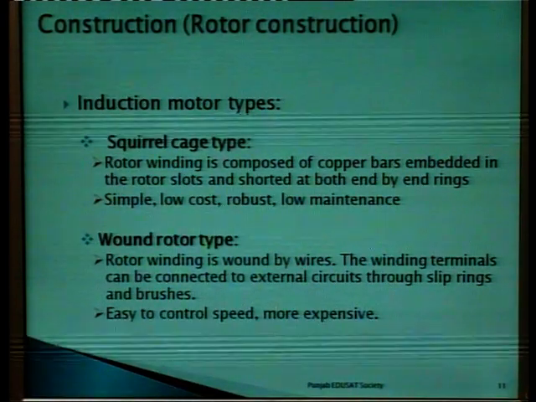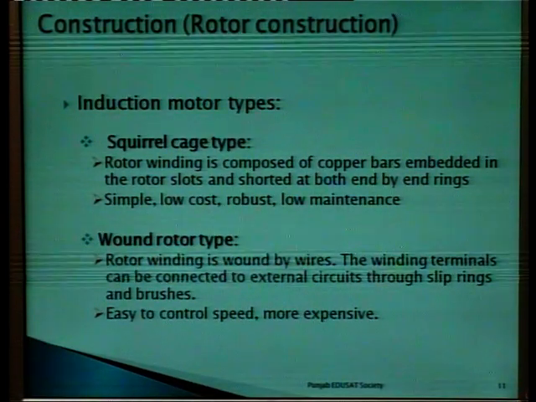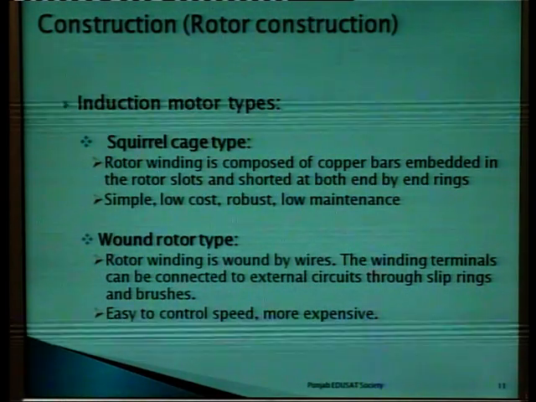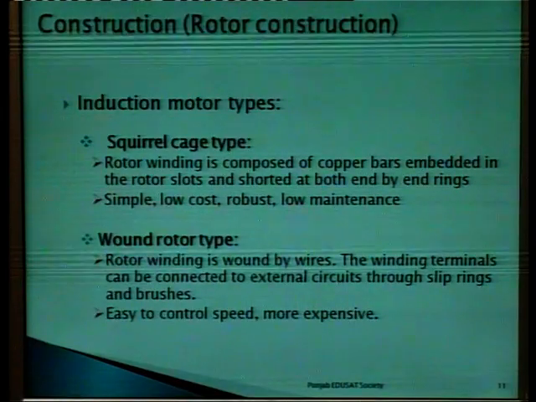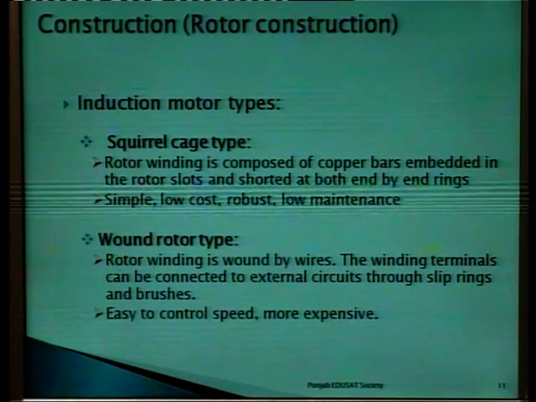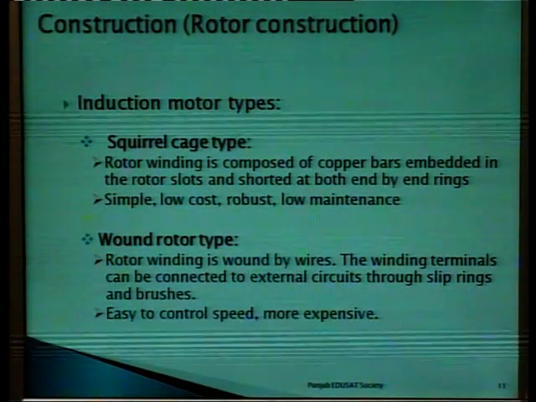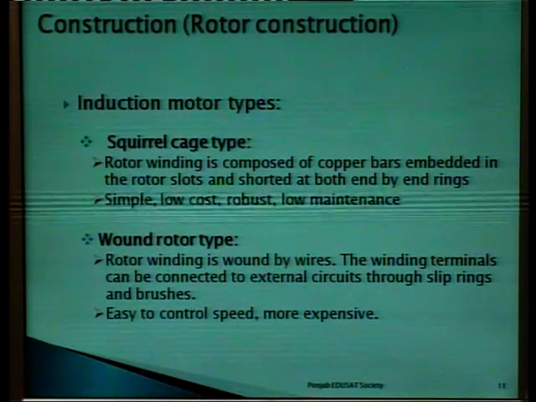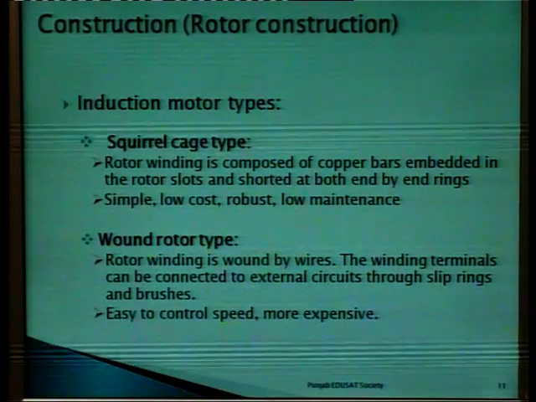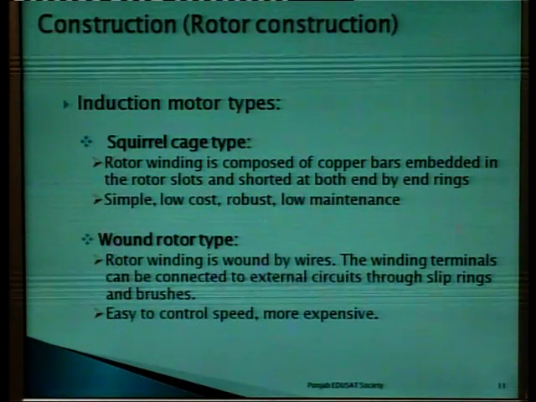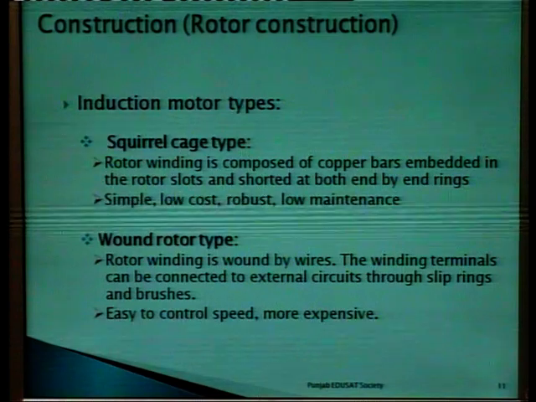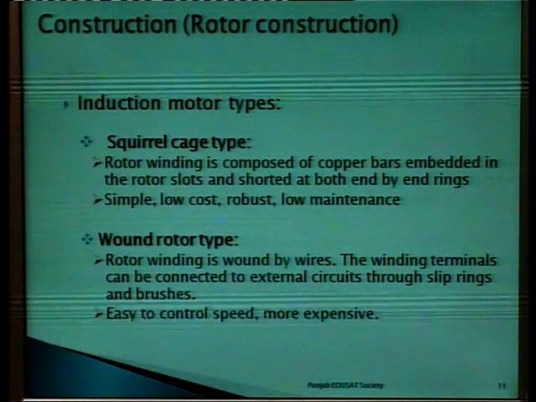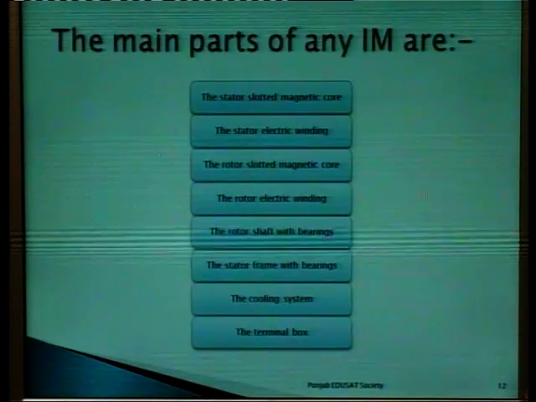Wound rotor type: rotor winding is wound by wires. The winding terminals can be connected to an external circuit through slip rings and brushes. This is the other type of rotor, and it makes control of the speed of the induction motor easy, and the cost is somewhat more than the squirrel cage rotor. So, these are the important points about the construction and properties of the two types of rotors.